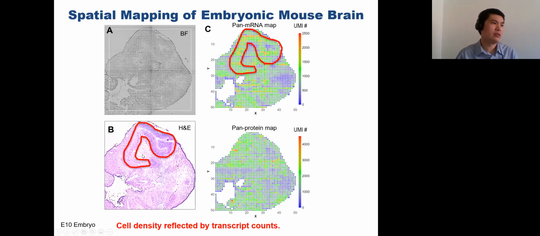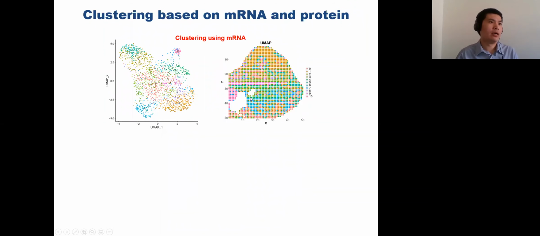Because if you have dense cells in some area, you already have more RNA counts in that area. So we're also doing a simple clustering based on just the spot transcriptome information, and it shows, I think, not very good, but still good clusters that distinguish some meaningful features of the tissue. For example, the heart here, and also the midbrain area.